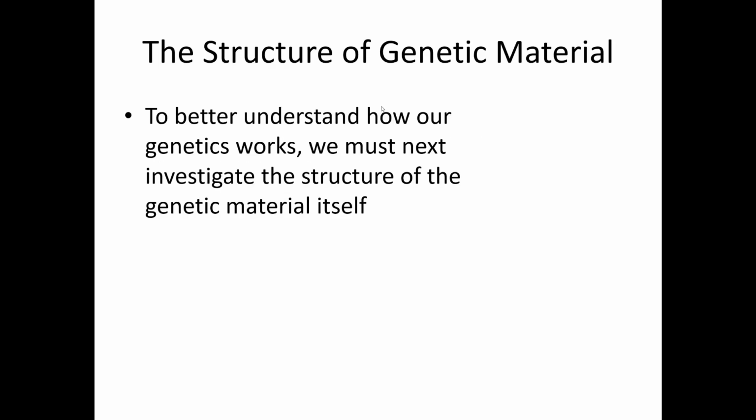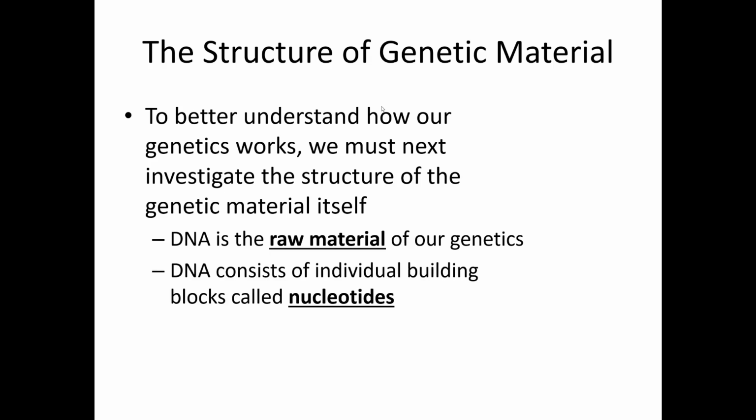Well, what we'll talk about next is the structure of genetic material. To understand how genetics works, you have to understand, at least at a fundamental level, what DNA actually looks like in terms of its exact structure. So one of the first things we want to recognize is that DNA, the raw material of our genes, is made up of individual building blocks called nucleotides. And if you recall from a previous lesson, these are considered a monomer unit for nucleic acids.